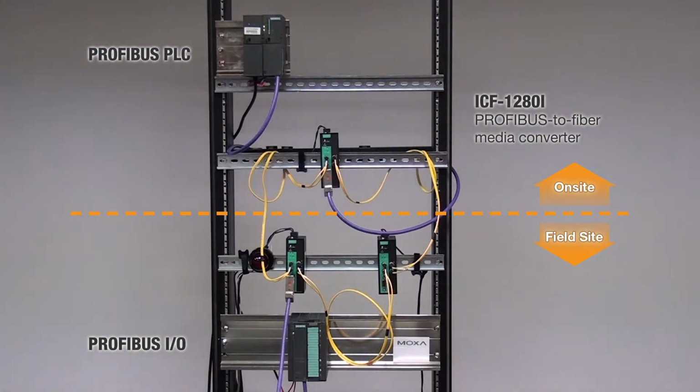Now, in our lab, this entire test fits on a single rack, but in the real world, this system has enormous range between the Profibus master and the Profibus I/O because the converters are transmitting the Profibus packets over long-range fiber cable. Now let's look at some scenarios of how to use fiber diagnosis to examine network issues.